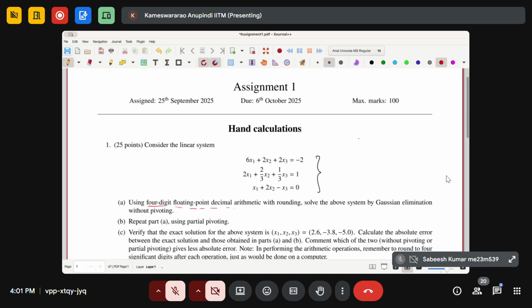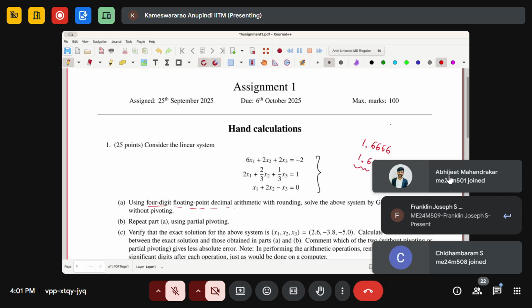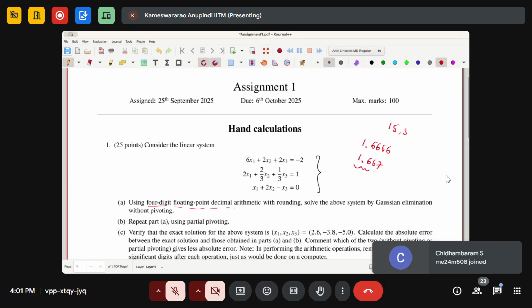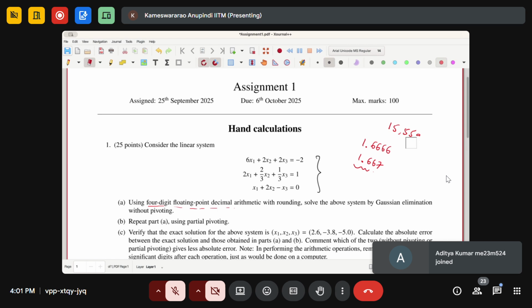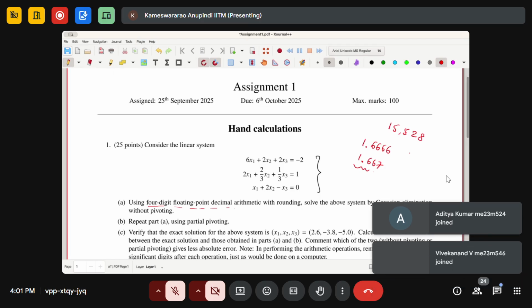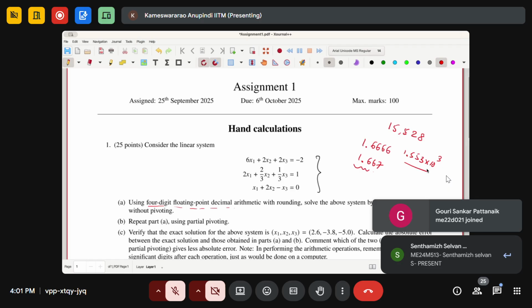For example, if we have 1.6666 like this, then you can only write it as 1.667. That is basically 4 digits. Similarly, if you have, let us say, 15,550 or 15,528, you can only write it as 1.553 times 10 to the 3. So that's what you can write it as.